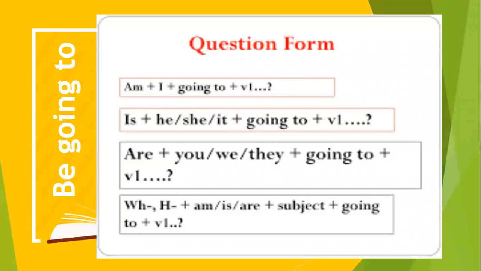Now let's look through this chart. In this chart, you can see the forms of to be are used with different persons. Am I going to? Is he going to? Is she going to? Is it going to? Are you or are we or are they going to? In order to make WH questions, we use the question word in front of am, is, are, and then we use subject and going to.